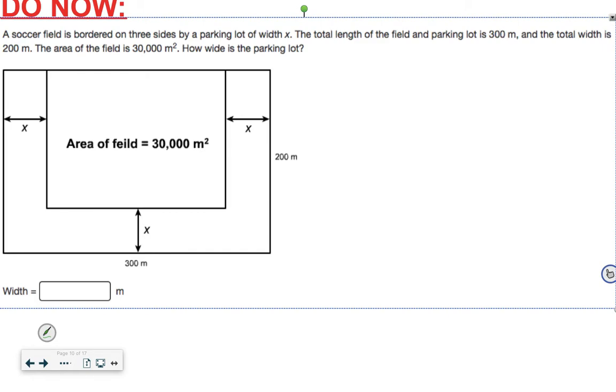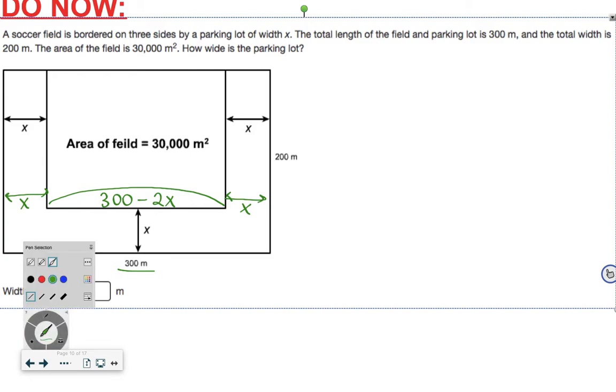Ladies and gentlemen, I know that the length of the field and the parking lot is 300 meters. And we know that this is x. This is also x as well. To be able to find the length of the field, I need to subtract 2x from 300.